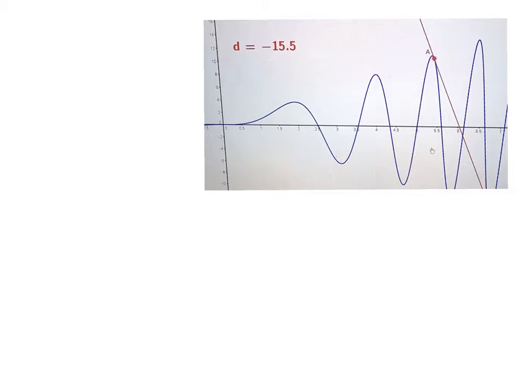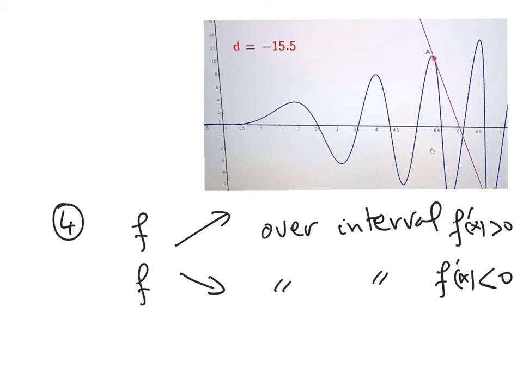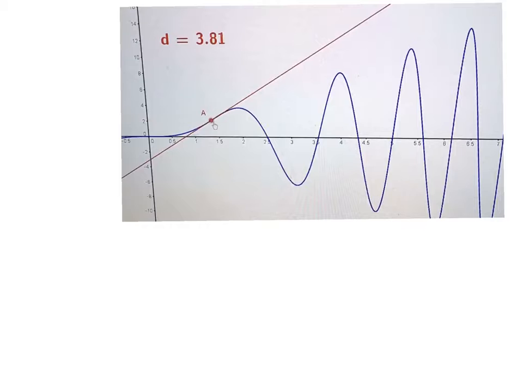We can now write characteristic number 4: the function f increases over any interval for which the first derivative is positive, and f decreases over any interval for which the first derivative f prime of x is less than 0. We will now examine the absolute value of the derivative and the rate at which the function changes. Now we will start our video with the first interval.